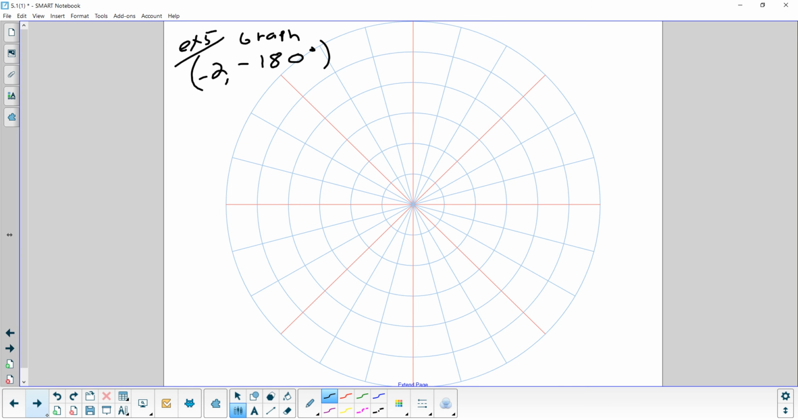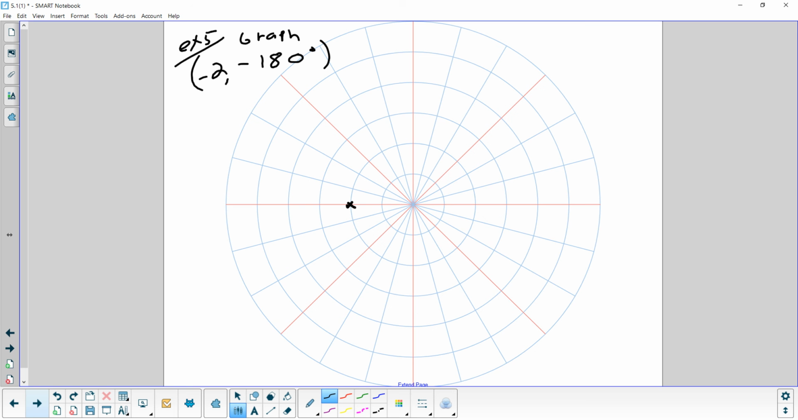All right, let's try graphing this one. So this is a negative radius and a negative angle. Okay, so Angelino, for my radius, which way would I start? Which way would I move? To the left. Left, how many? 2. So we're going to start by going left 2. And then, Ben, how many degrees am I going to move? 180. I'm going to move 180.